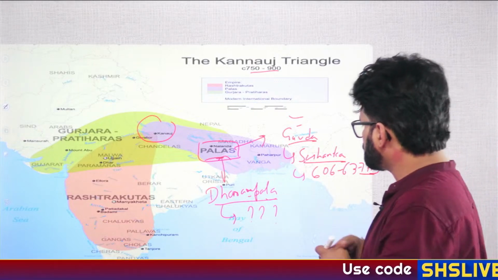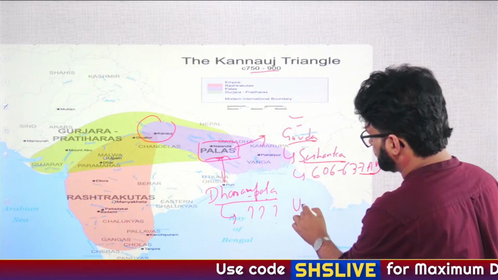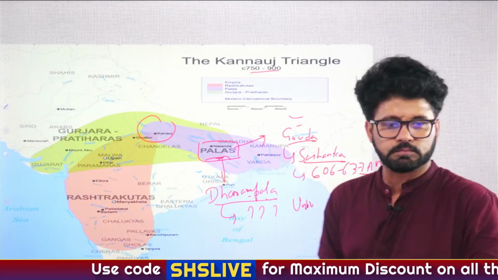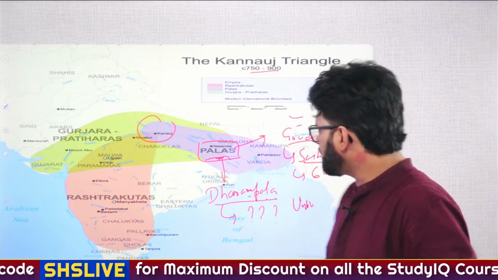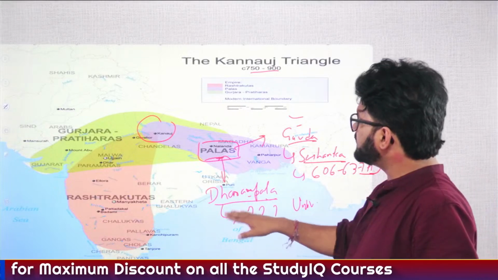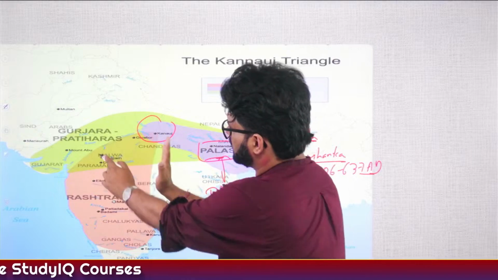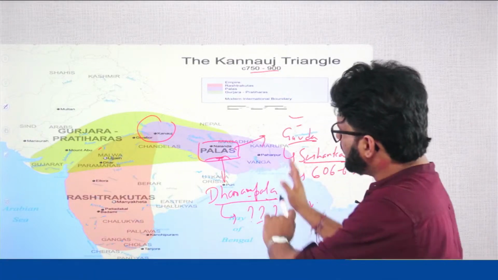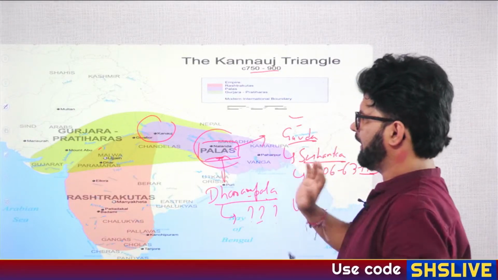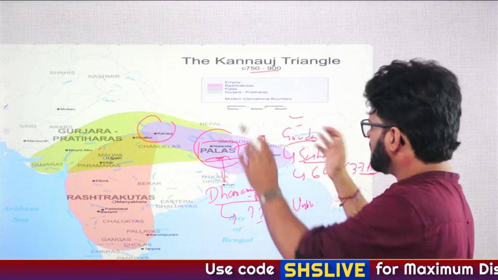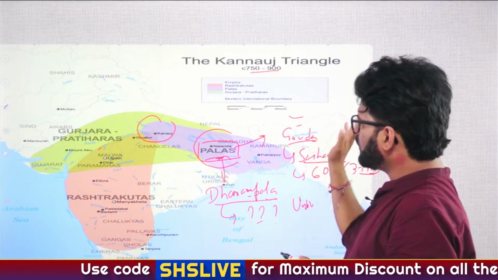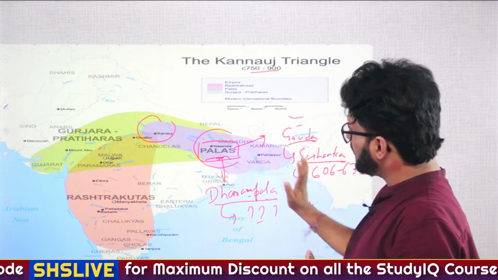Dharampala established which particular university? Very good. As Umesh is saying, he established Vikramshila University. It is said that he suffered defeat from Pratiharas and Rashtrakutas, but still he consolidated his own empire. After Dharampala there will be some weak rulers, and you don't have to do a PhD here. Gopala and Dharampala are important.